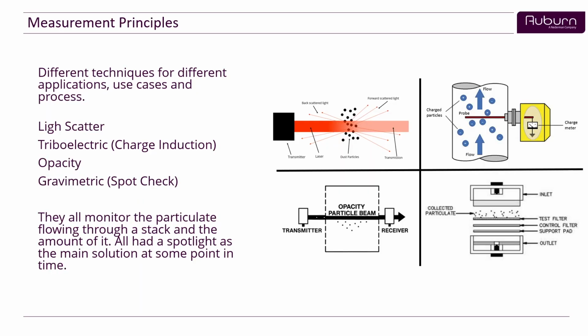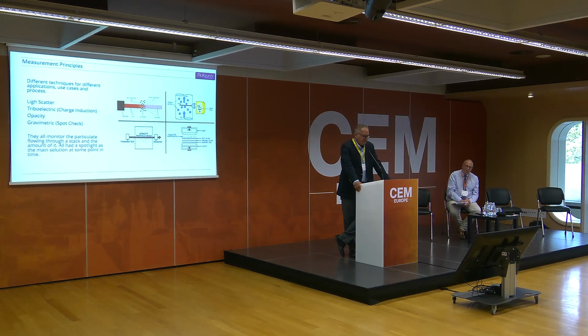As for measuring principles, there are various principles. The four dominant ones are light scatter, triboelectric or charge induction, which is Auburn's technology, opacity, and gravimetric or spot checking. They all monitor the particulate flowing through a stack and the amount of it, and all had a spotlight as a main solution at some point in time.